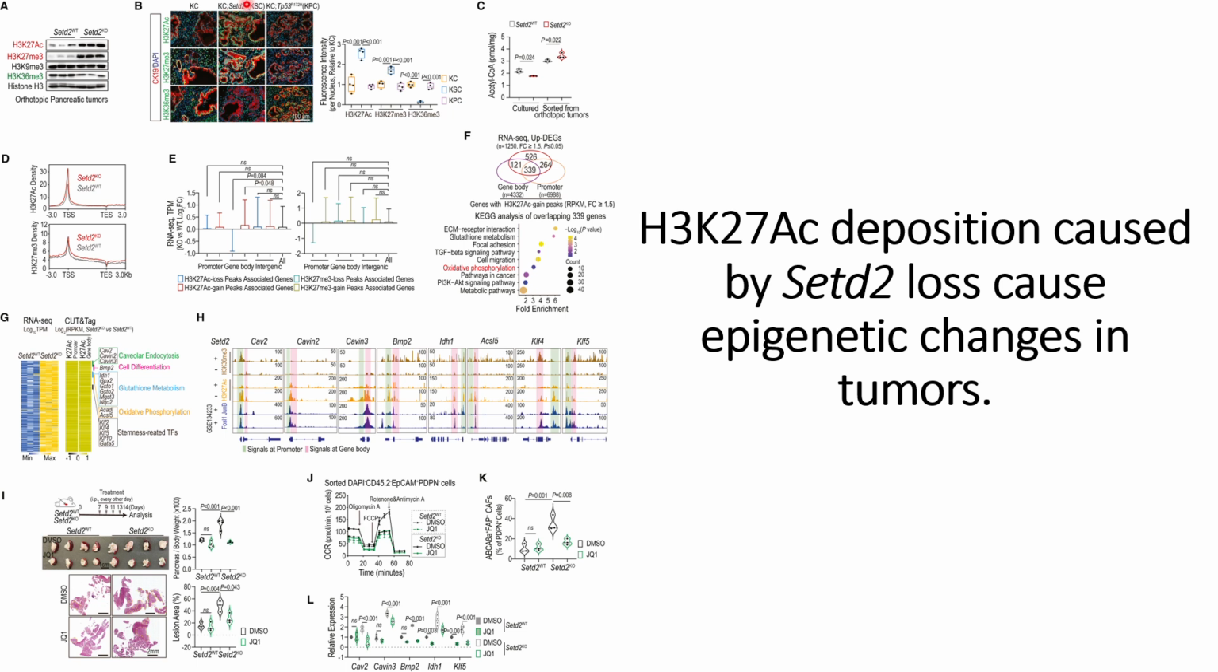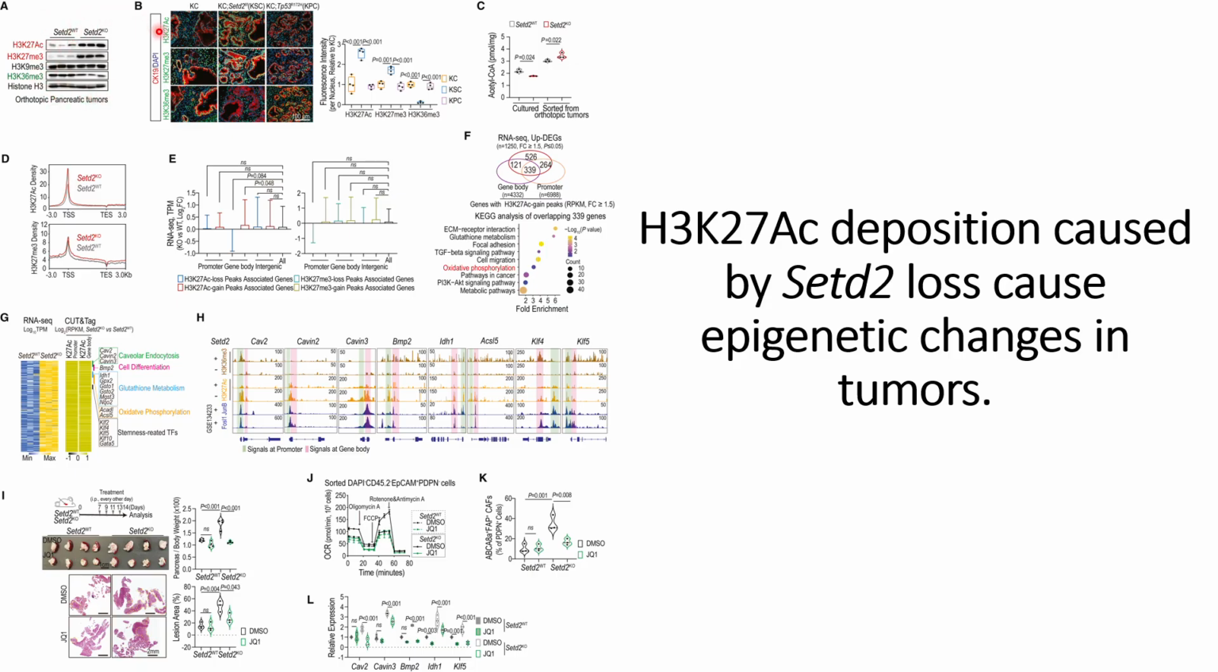from KSC tumors. So what they did is they did a Western blot on Setd2 wild type and Setd2 knockdown cells, and what they found is that there is upregulation of H3K27Ac and H3K27Me3, whereas there is downregulation of H3K36Me3 in the Setd2 knockdown compared to the wild type.